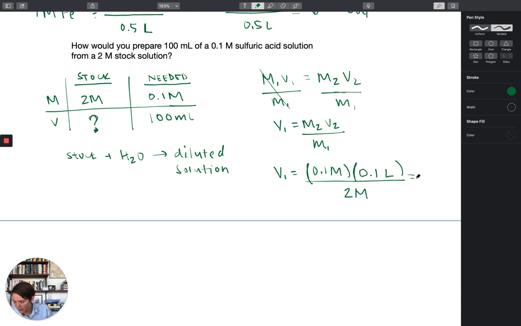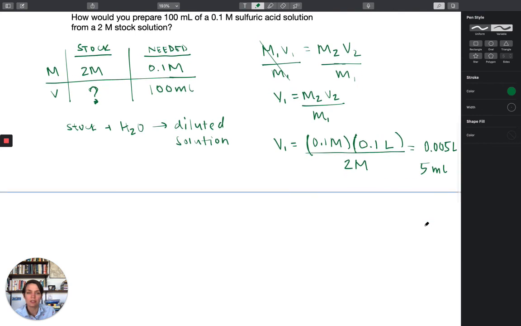Plug that into your calculator and you're going to get, I hope I didn't do it that way before, 0.1 times 0.1 equals 0.01 divided by 2. You get 0.005, which is the same thing as saying 5 milliliters, because that would be in liters. Now, if you hadn't changed to liters, you would get 0.1 molar times 100 milliliters divided by your 2 molar. Because your molarities cancel out when you divide, our units cancel. It's okay that that was in milliliters.